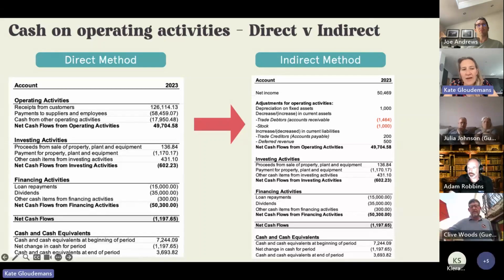So another reason why it helps to have it. There are two methods of calculating cash on operating activities. So you've got the direct method and the indirect method. The direct method is the simplest method, and it basically summarises all the cash you're getting in from customers and the cash you're paying out on suppliers, employees, or any other operating expenses. And this is typically what you use if you're using the cash basis for accounting.